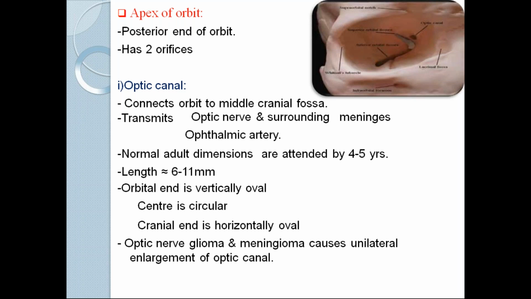Next one is the apex of the orbit. It is the posterior end of the orbit. It has 2 orifices. Optic canal connects orbit to middle cranial fossa. It transmits optic nerve and surrounding meninges, and then ophthalmic artery. Normal adult dimensions are attained by 4 to 5 years. The length is 6 to 11 mm. Orbital end is vertically oval, center is circular, and the cranial end is horizontally oval. Optic nerve glioma and meningioma cause unilateral enlargement of the optic canal.